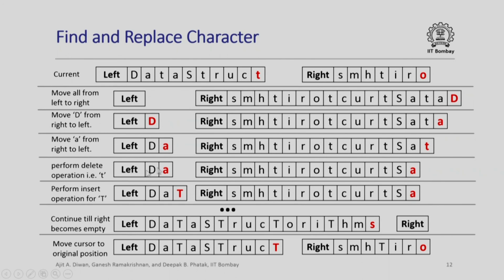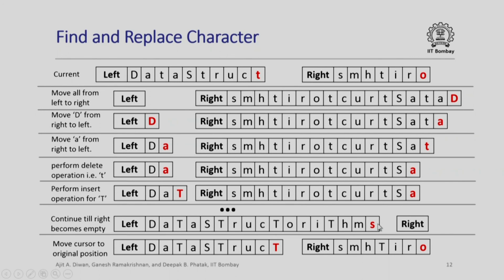Next, perform the delete operation, because I find the character t here. When t is deleted, there is no t here, but now perform the insert operation for capital T. The insert operation will push it onto the left stack. Effectively, what has happened is, I had a small t earlier, now I have a capital T in its place. I continue till the right becomes empty. When there is no more text in the string, I will have this particular thing on my left.